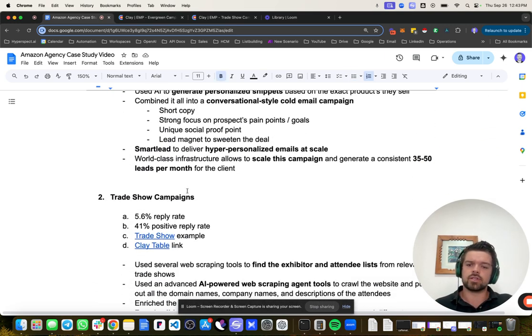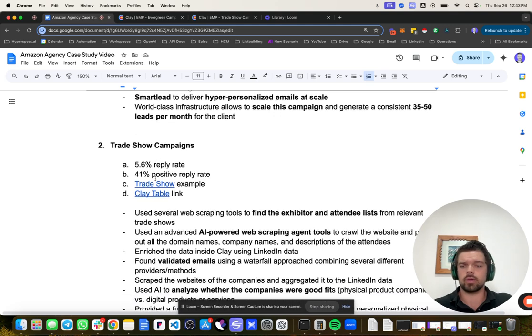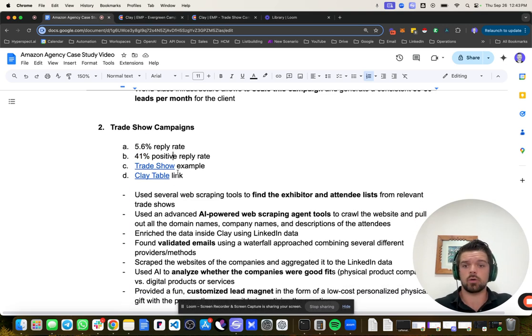And then I mentioned that we did some other kind of lower volume but laser targeted campaigns around trade shows. So we'll bucket all that into trade show campaigns together. The reply rate was a little bit higher on these because of the tactics that we use, and I'll walk through that here in a second. 41% positive reply rate. So almost half of the people that we emailed that replied back to us were interested in that reply. Incredible results, scalable results as well.